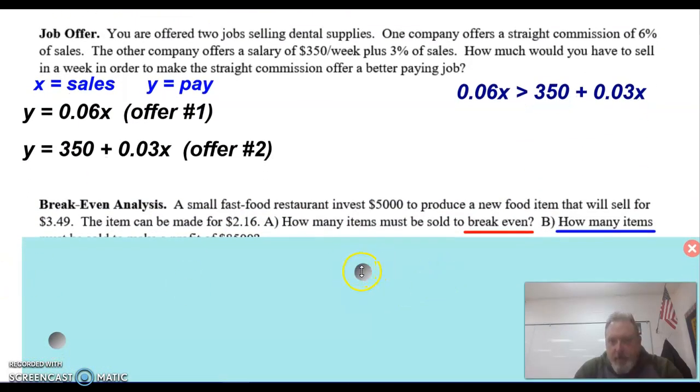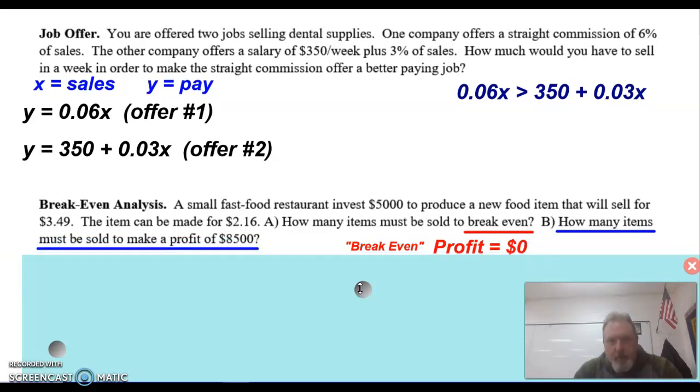So we got a fast food place, kind of like a mom and pop place, if you will. They are investing $5,000 to produce a new food item. So that could be for a new grill, that could be for a new ice cream machine, doesn't matter, but they're going to have $5,000 invested so they can put up this new sandwich or ice cream item, whatever it is that they got. They're going to sell it for $349. The cost to make each one is $216. So it says how many items must be sold. There's two parts. It says how many to break even and how many to make $8,500 in profit.